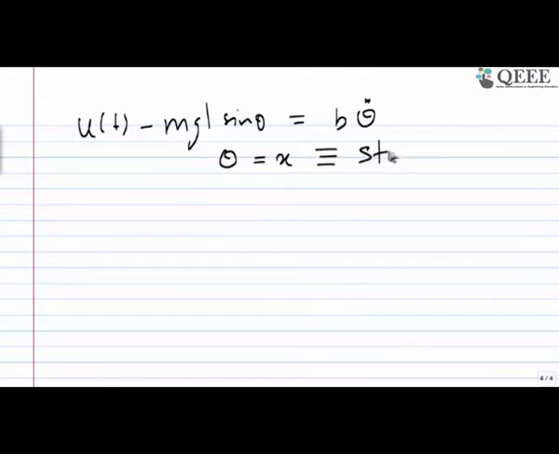Let's write this equation once again: u minus mgl sine theta equals b theta dot. Now here I introduce the variable x, where I replace theta by x, and we call it a state variable.